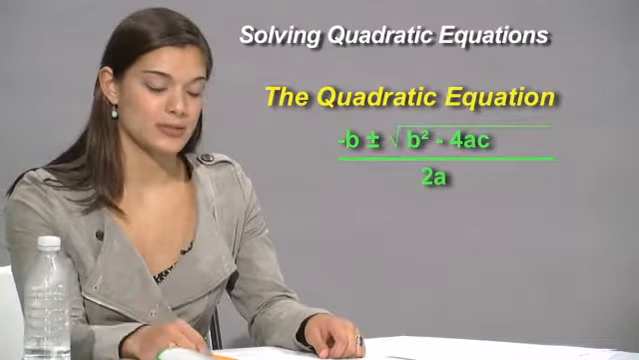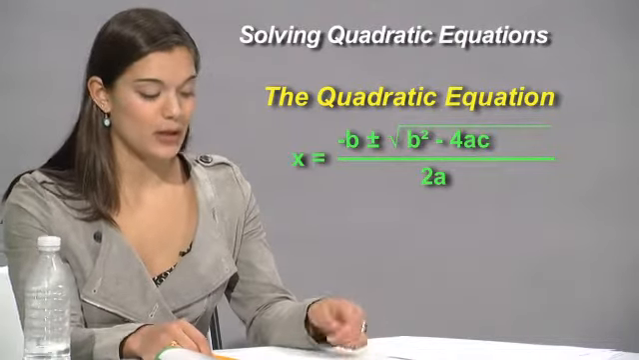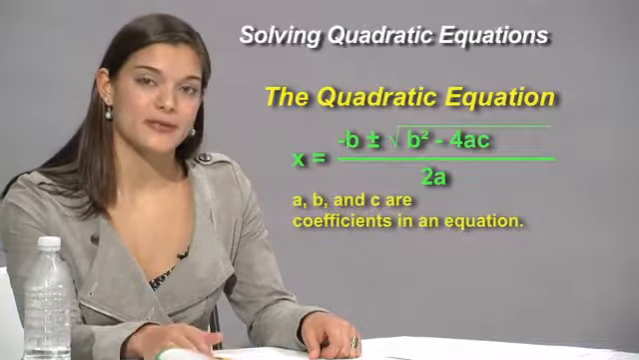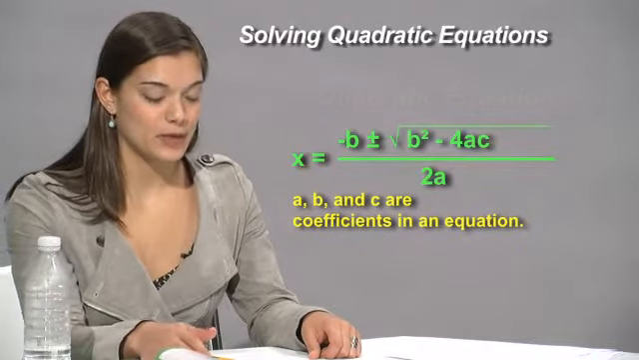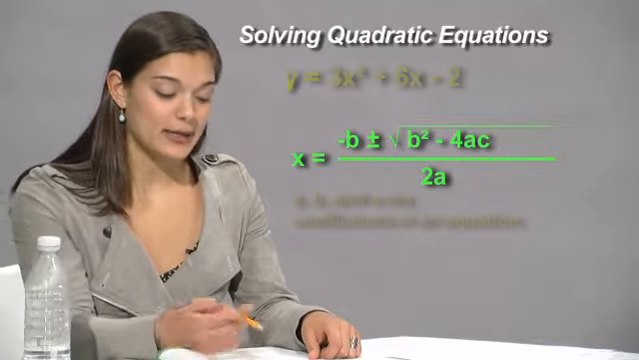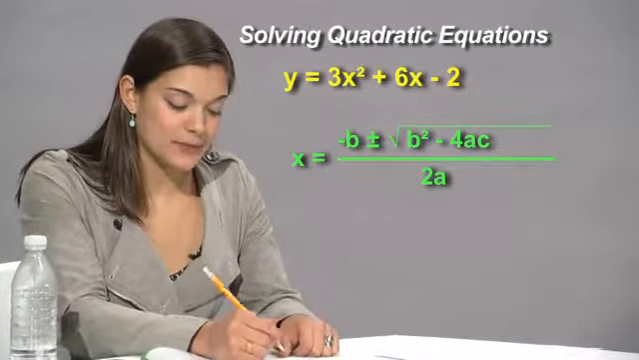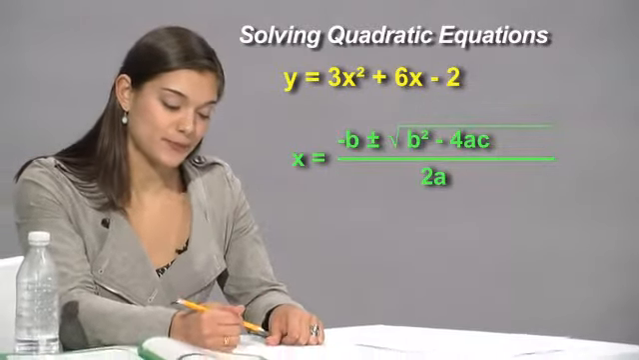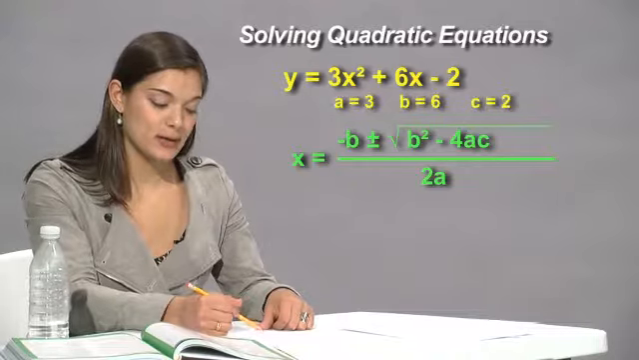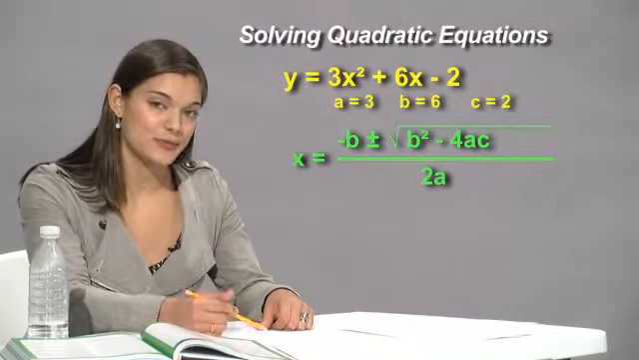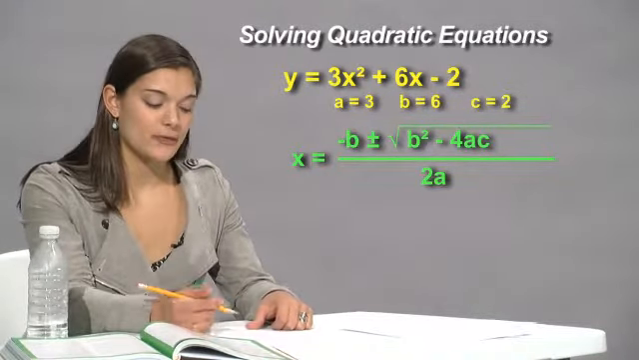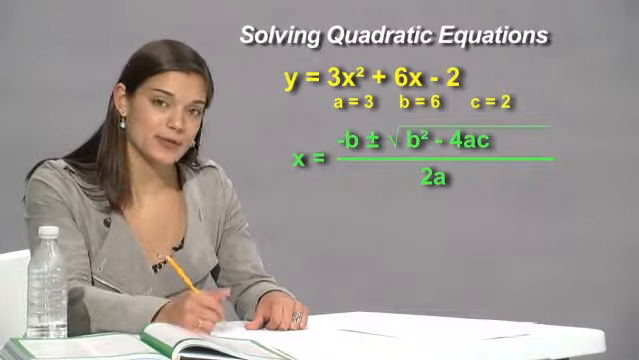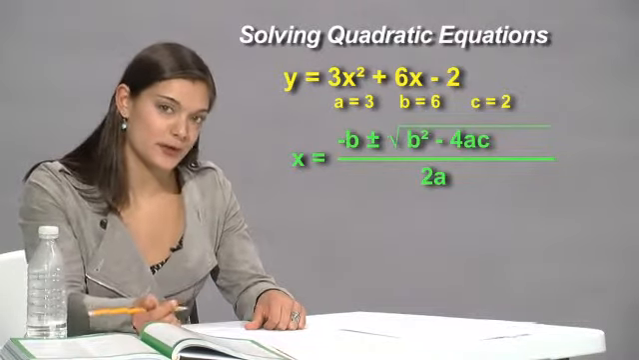So what's a, b, and c? A, b, and c are just the coefficients in an equation. Here we have y equals 3x squared plus 6x minus 2. A is 3, b is 6, and c is negative 2. They go in order. If we plug those values into our quadratic equation, we'll find the roots of our quadratic.